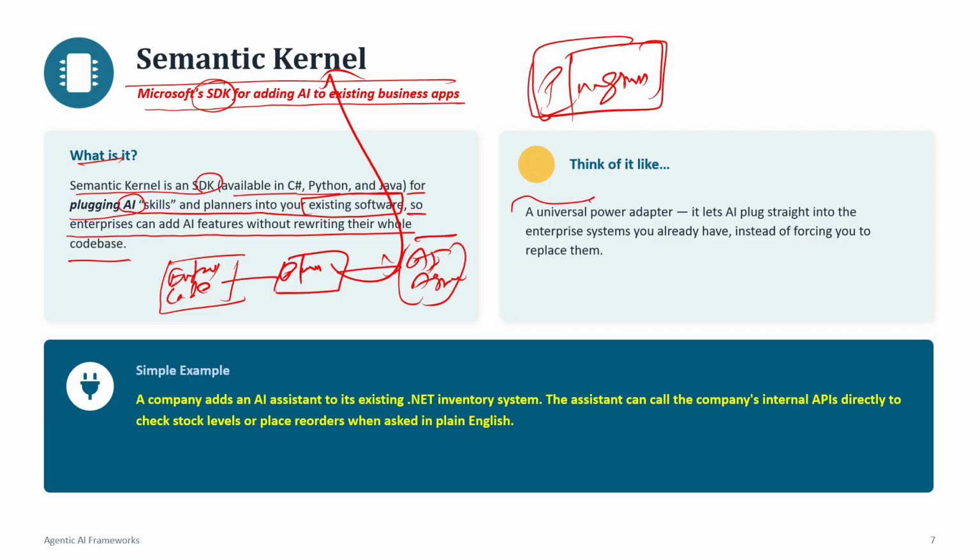So think of it like a universal power adapter. It lets AI plug straight into the enterprise systems you already have instead of forcing you to replace them. So that means you don't need to replace your existing application if you're going to adopt AI systems. For example, a company adds an AI assistant to an existing .NET inventory system. This assistant can call the company's internal API directly to check stock levels or place reorders when asked in plain English. So that means you have .NET applications for inventory management, and you can integrate this .NET based inventory system with your AI applications using the Semantic Kernel plugins. Then you can use the functionalities of AI agents or agentic AI in your existing enterprise applications.